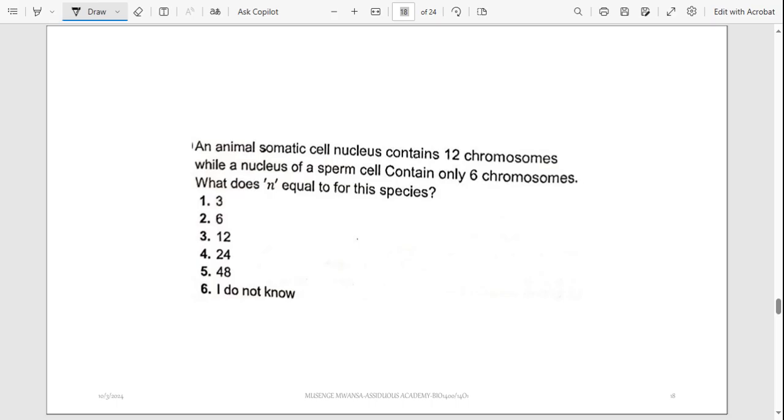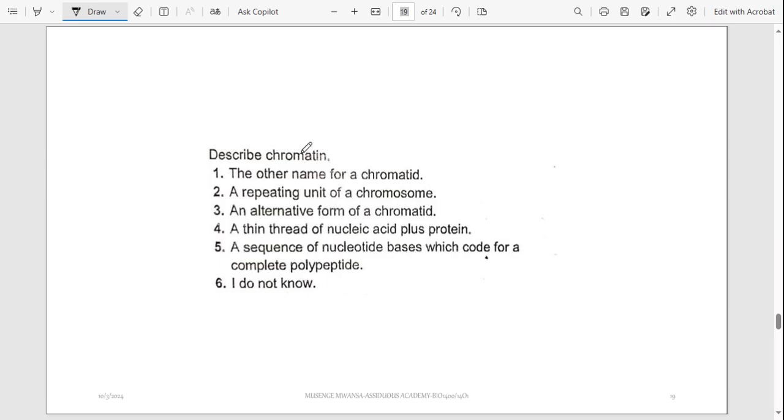An animal somatic cell contains 12 chromosomes, while the nucleus of a sperm cell contains only 6 chromosomes. What does n equal for this species? Look at this: the somatic cell contains 12. We had mentioned that somatic cells contain the diploid number, so this is actually 2n. Meaning that 2n is equal to 12. So what is n? Just divide. That's 6. So that's the haploid number.